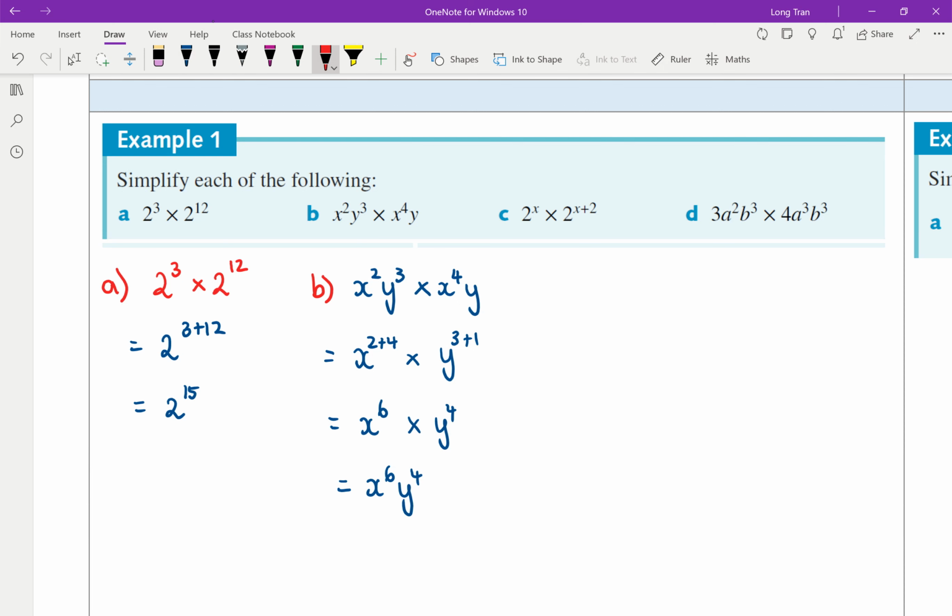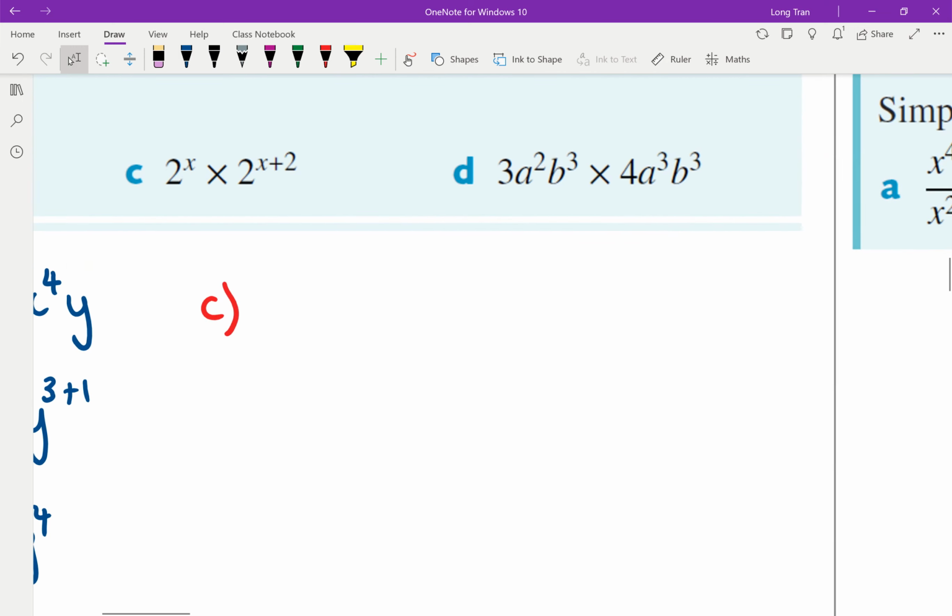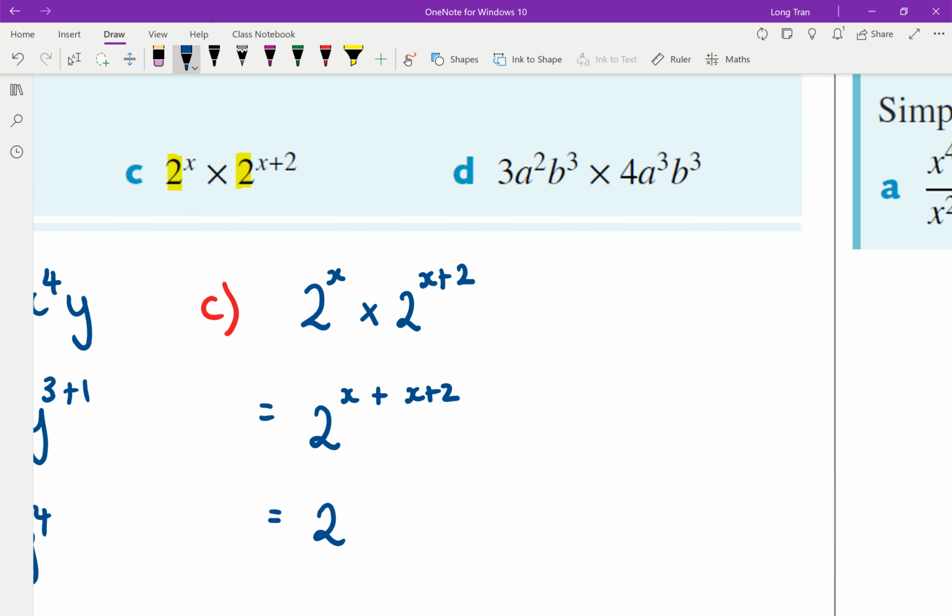In example C, this is very similar as well, except instead of having powers that are numerical, in our case here we can say again, bases are the same, so you would be adding the powers together. So 2 to the power of x multiplied to 2 to the power of x plus 2. This is the same thing as writing 2 to the power of x plus 2, and that now gives me 2 to the power of 2x plus 2.